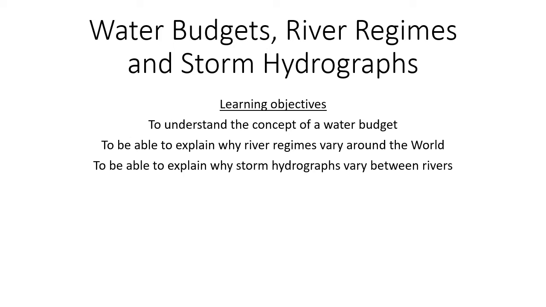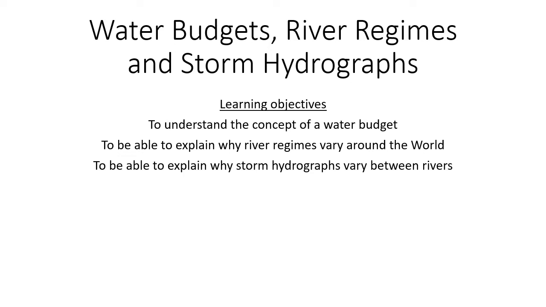This video is going to look at three quite complicated but interconnected things: water budgets, river regimes, and storm hydrographs. By the end of this lesson, you're going to know what we mean by water budget. You're going to understand the factors that affect a water budget, and that in turn feeds into understanding river regimes and how they vary around the world.